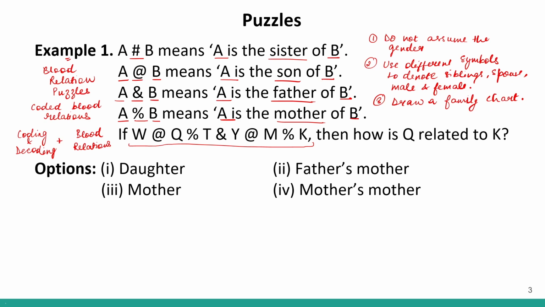Correct? Now, what do you mean by different symbols? Whenever I represent, let's say, M is male and P is female, I write a small m and I write a small f. Some people represent it like this, that they will use a square for male and a triangle for female. You have to make your own notations also. So either you can use mine, or you can make your own notations that you will remember.